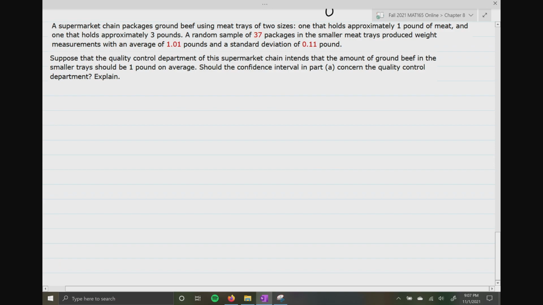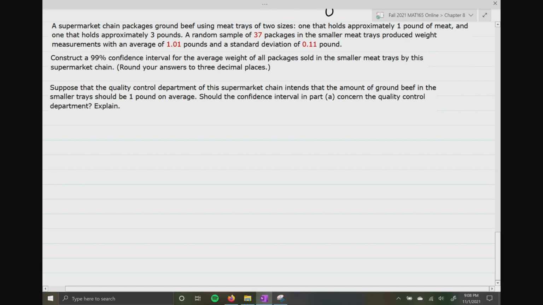A supermarket chain packages ground beef using meat trays of 2 sizes, one that holds approximately 1 pound of meat and one that holds approximately 3 pounds of meat, okay? A random sample of 37 packages in the smaller meat trays produced weight measurements with an average of 1.01 pounds and a standard deviation of 0.11 pound. Suppose that the quality control department... Oh, I forgot the most important part. Let me pause it because I need to copy and paste again. Okay, I'm back. Sorry about that.